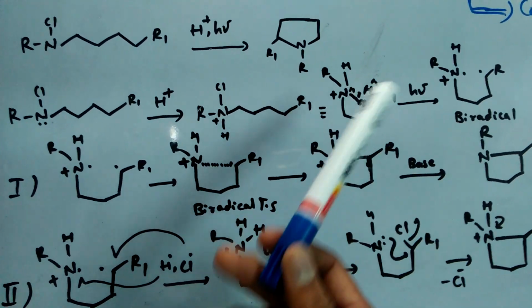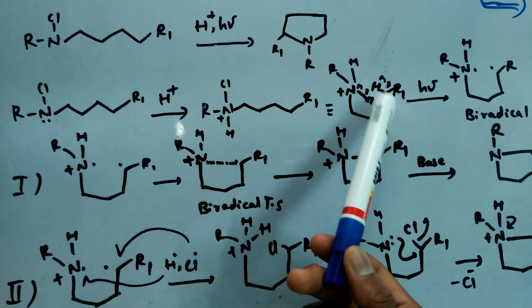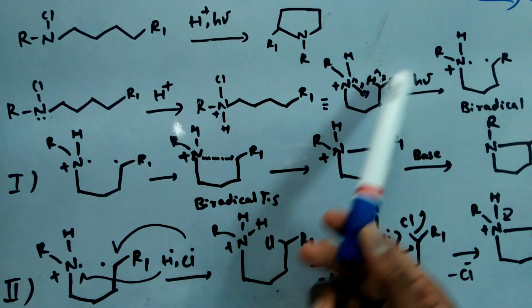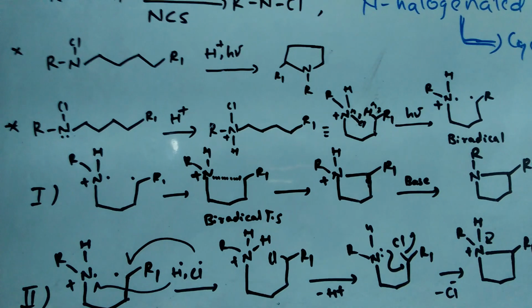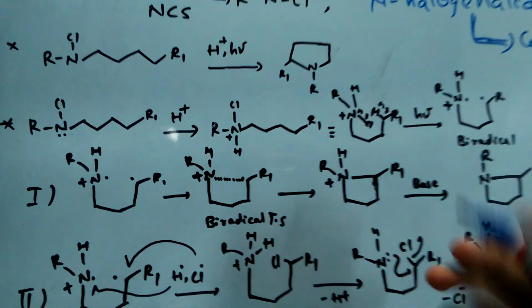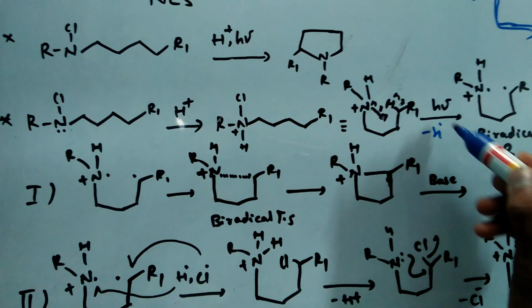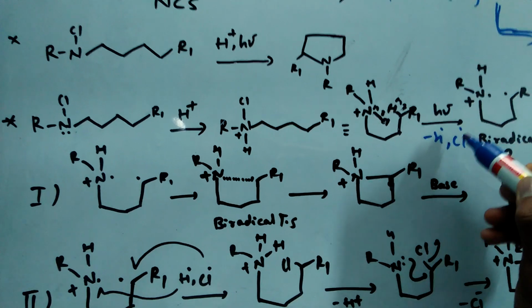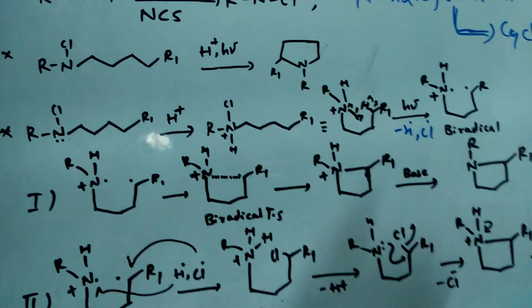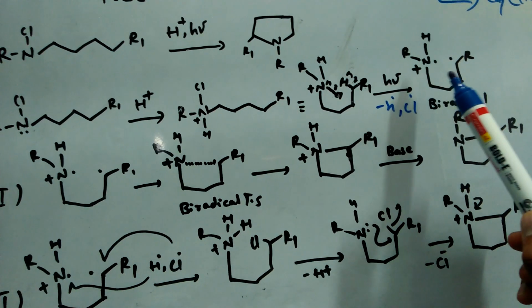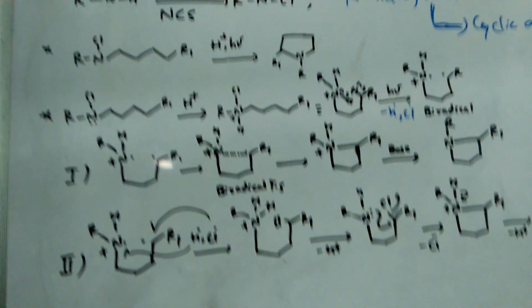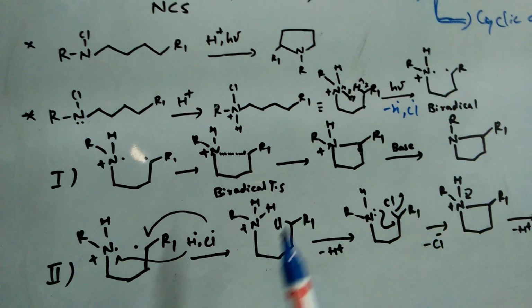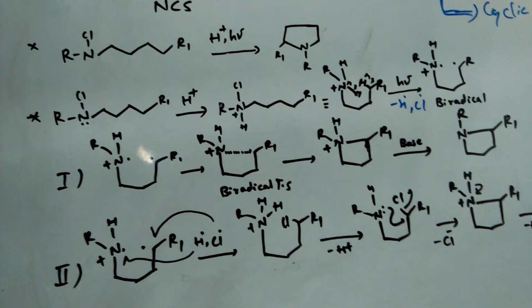Then there is homolytic cleavage of the N-Cl bond and this C-H bond. H and Cl radicals are removed. This biradical intermediate is formed. This biradical intermediate undergoes further reaction by the following two mechanisms.